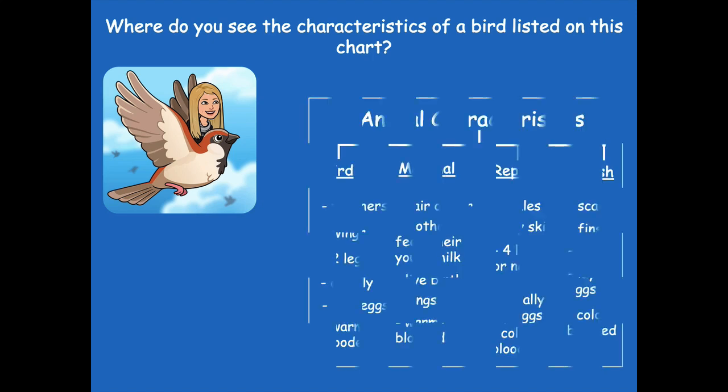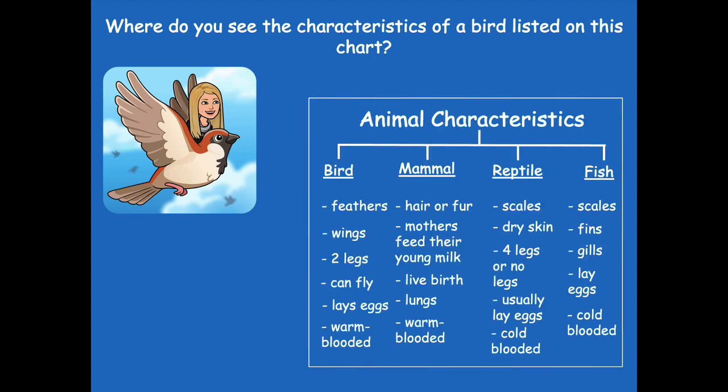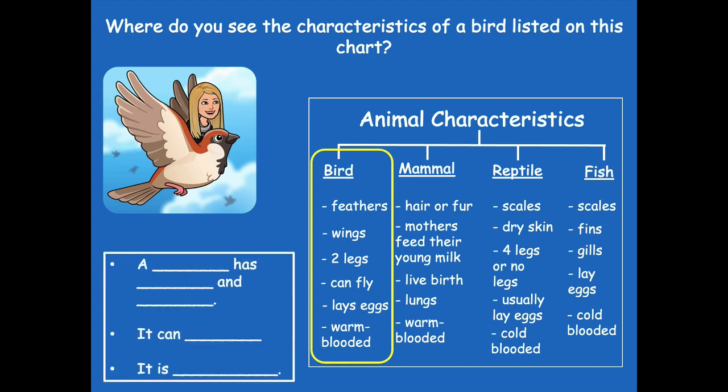Where do you see the characteristics of a bird listed on this chart? Yeah, so here's the characteristics of a bird. There's a column that has characteristics of a bird. So feathers, wings, 2 legs, can fly, lays eggs, and is warm-blooded. So here I have this little chart. So I can fill it in based on this animal, the bird.